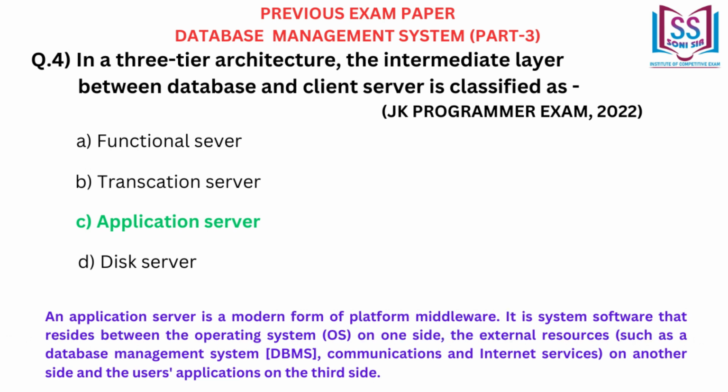An application server is a modern form of platform middleware. It is system software that resides between the operating system, OS, on one side, the external resources, such as a database management system, DBMS, communications and internet services, on another side, and the user's applications on the third side.